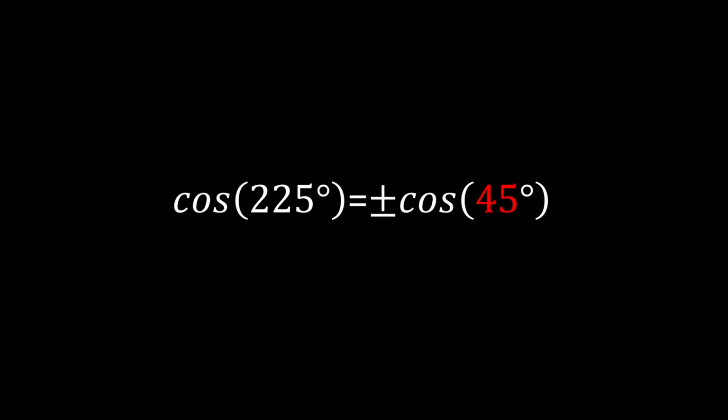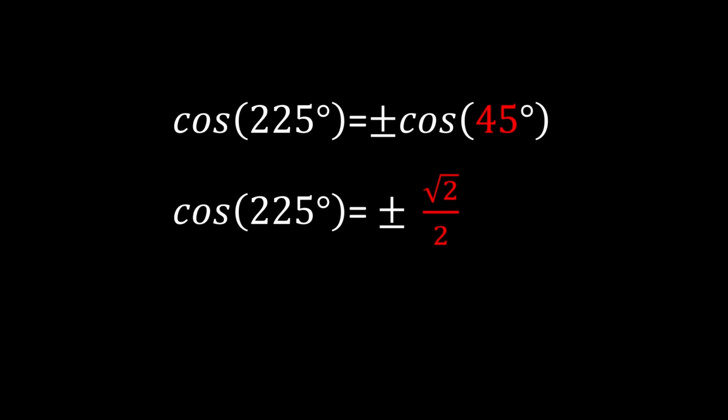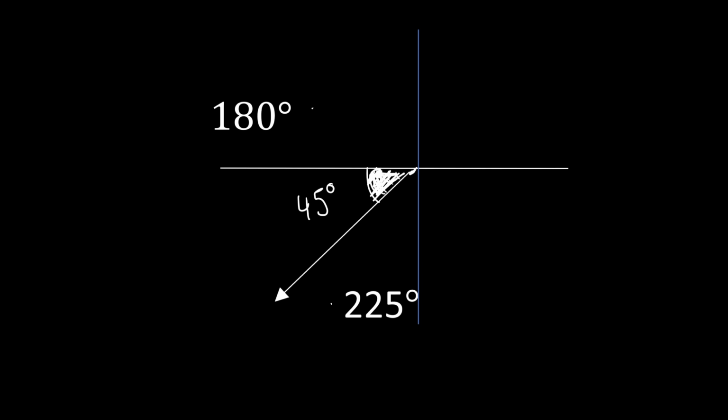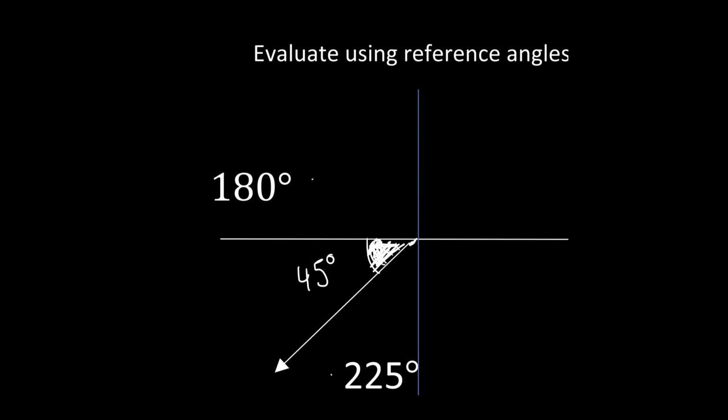So first thing we want to do is evaluate cosine of 45 degrees. Cosine of 45 degrees is square root of 2 over 2. Again, this is something you had to memorize. Okay, so cosine of 225 degrees is either plus square root of 2 over 2 or it's minus square root of 2 over 2. How do we know this? Well, we got to now look back at our graph. 225 degrees lands in the third quadrant.